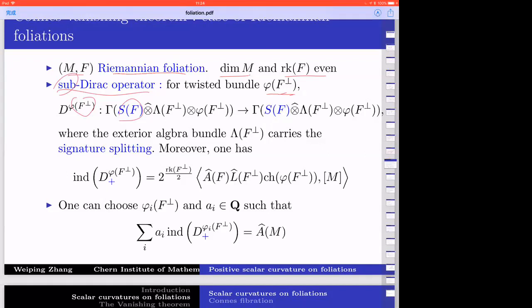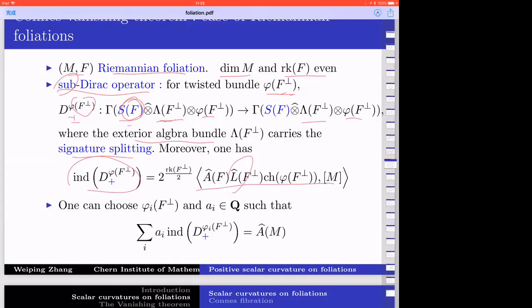On the transverse bundle, because you need to operate on the total manifold, but because this is not a spin bundle, you cannot take a spin bundle. Instead we take an exterior algebra bundle of the transverse bundle, giving it a signature splitting as in the definition of the signature operator on the manifold. I am not going into detail. Anyway, for the sub-Dirac operator, for this sub-bundle, we can construct a spinor bundle and Dirac operator. The index has a plus and minus split, and the index plus of this would equal this one, which is the Hirzebruch L-hat class.